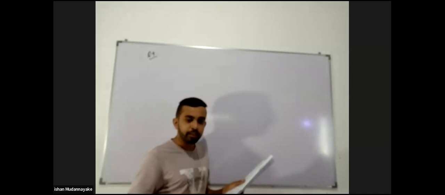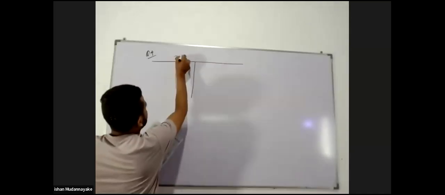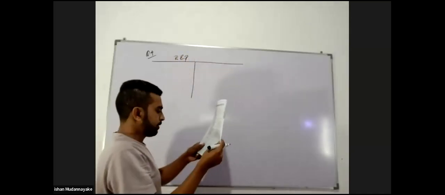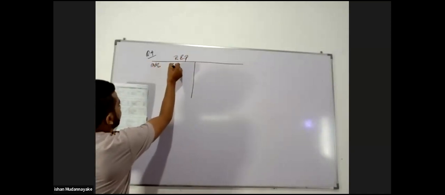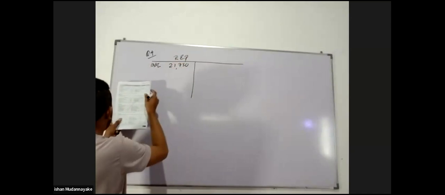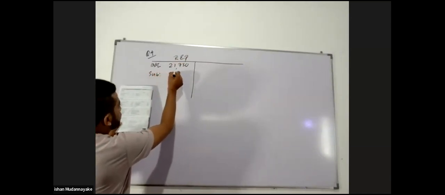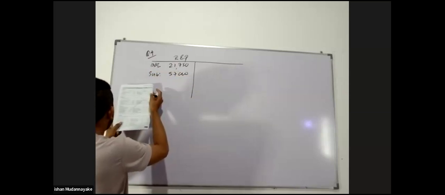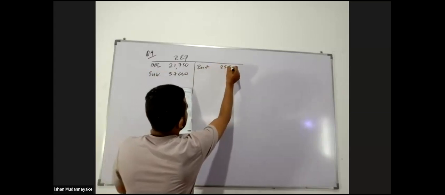Then, right. Then quickly we look at question number four. In question number four, you need to prepare a receipt and payment account. Simple. Okay, in cash book, receipt and payment account. Quickly check your answer. Here, cash book balance brought forward, how much? 21,750. And then subscription received 57,000. Rent expense 25,500.